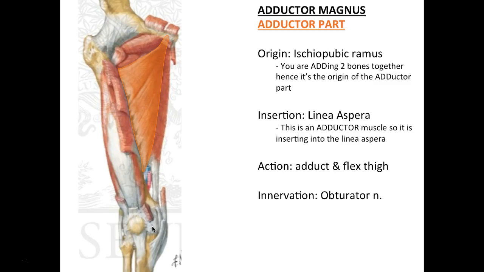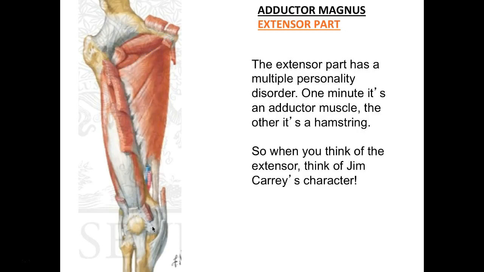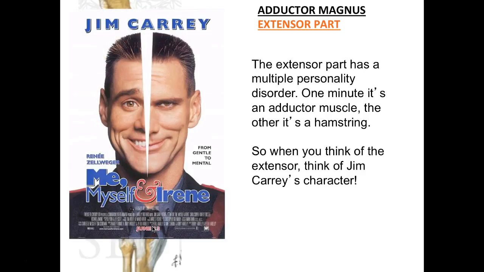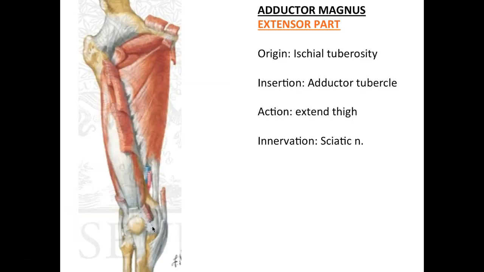And innervation is the obturator nerve. Now, the other part, the extensor part, I always say they have some sort of multiple personality disorder because one minute it wants to act like an adductor muscle and the other minute it wants to be more like a hamstring. So you can think of, this is an old movie, but Jim Carrey's character in Me, Myself, and Irene. So let's look at why this is.